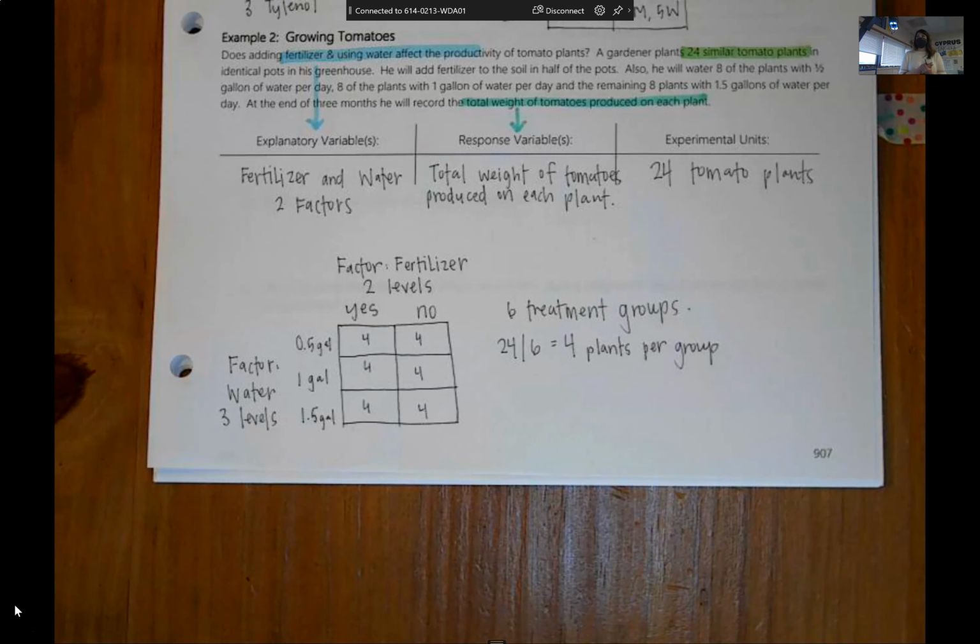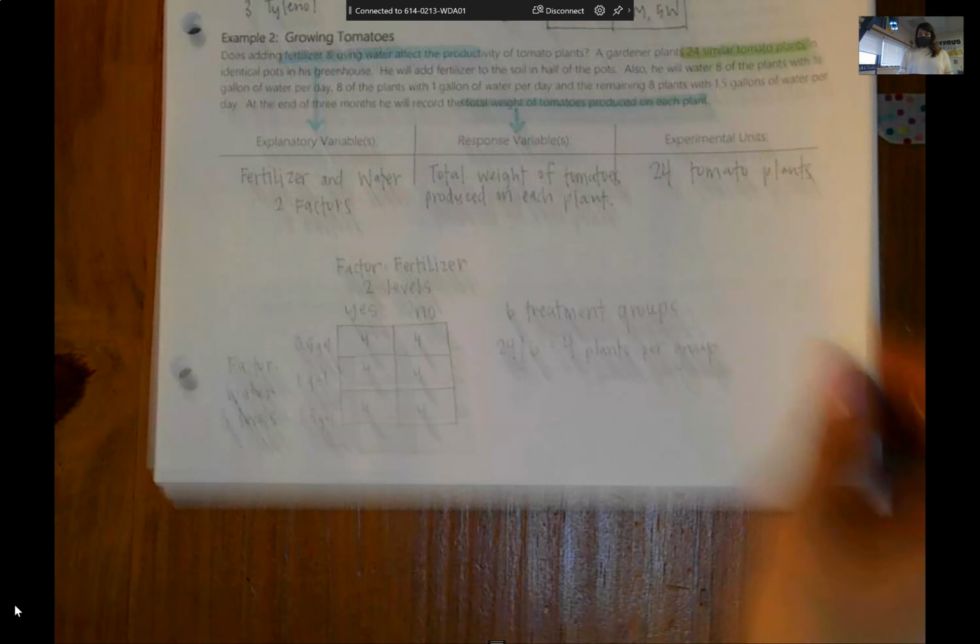So now we know a lot of things just from this picture. We know our explanatory variable, response variable, experimental units, factors, levels, treatments, and the amount per treatment. It's a lot of things. Okay, let's do another one.